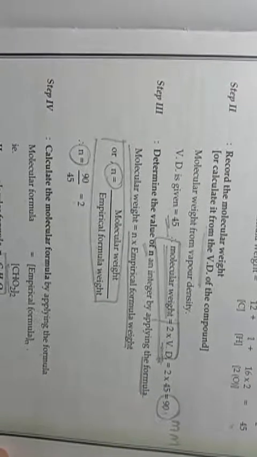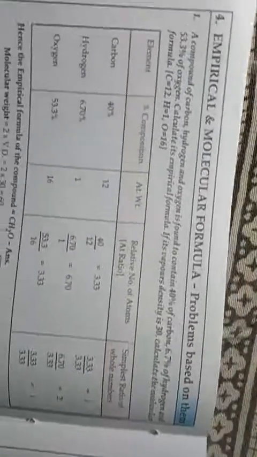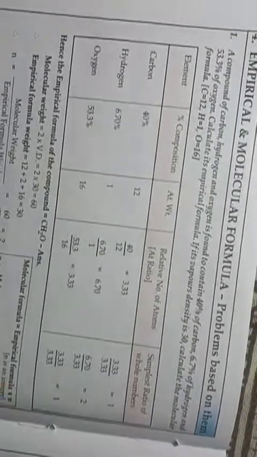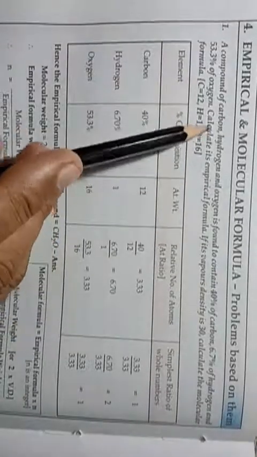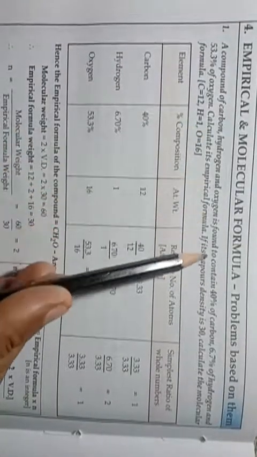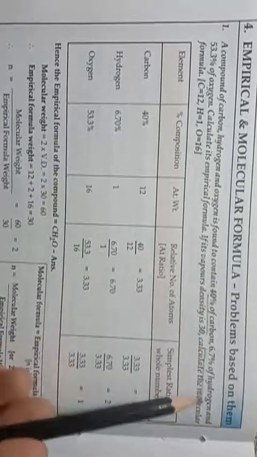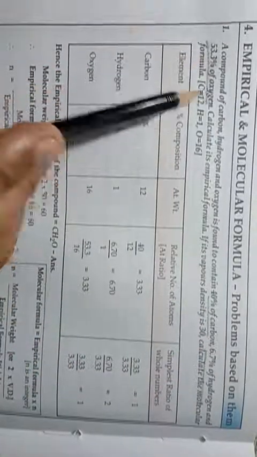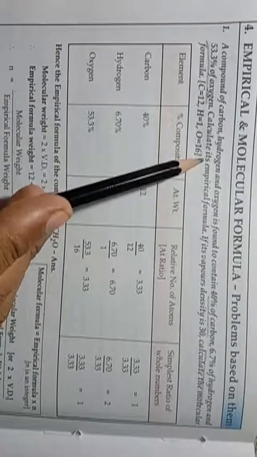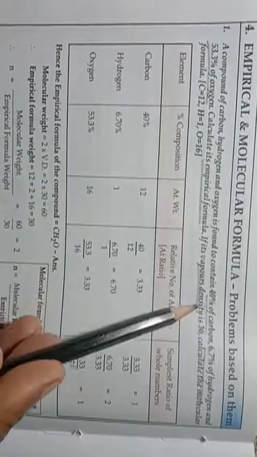Okay students, so on the basis of this you can solve some examples which are given here in your book. For example, the first example is given here. A compound of carbon, hydrogen and oxygen is found to contain 40% of carbon, 6.7% of hydrogen and 53.3% of oxygen. Calculate the empirical formula, and its vapor density is 30.